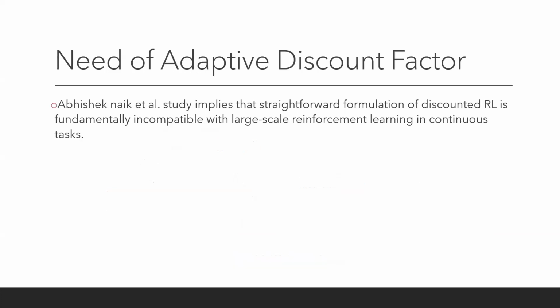And now let's talk about why we need the adaptive discount factor. First of all, Abhishek Naik and group studied this in a research paper. They stated that discounting in reinforcement learning is fundamentally incompatible with large-scale reinforcement learning in more of a continuous task. So let me say what this means.